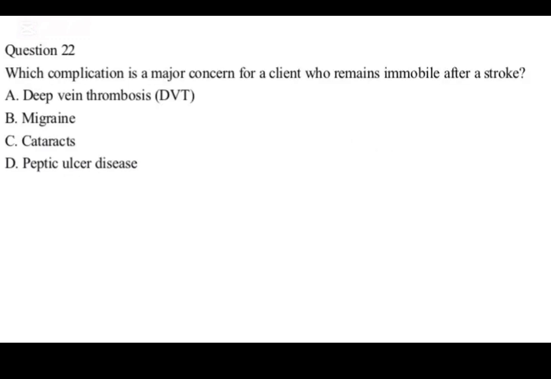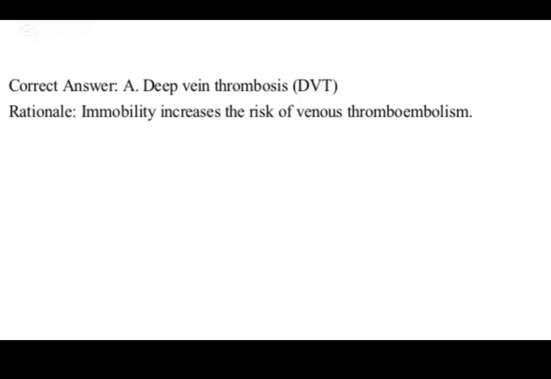Question 22. Which complication is a major concern for a client who remains immobile after a stroke? A. Deep vein thrombosis, DVT. B. Migraine. C. Cataracts. D. Peptic ulcer disease. Correct answer, A. Deep vein thrombosis, DVT. Rationale. Immobility increases the risk of venous thromboembolism.